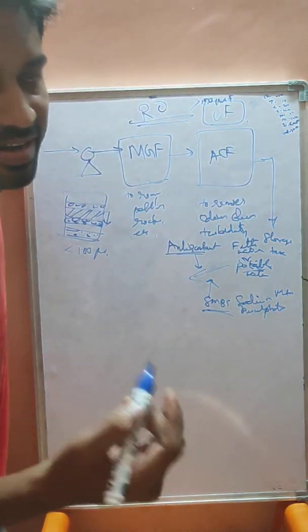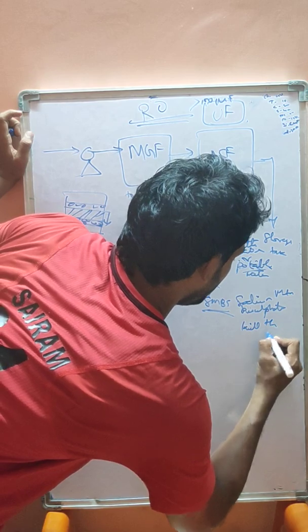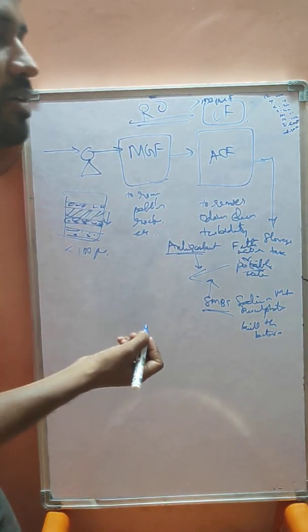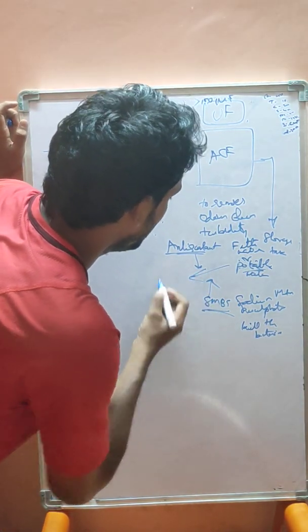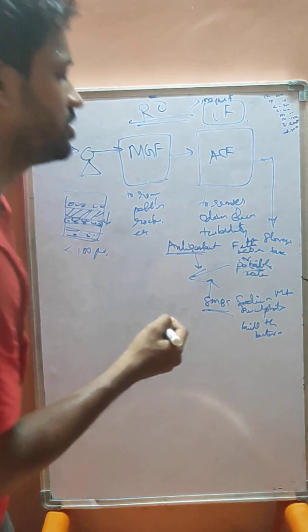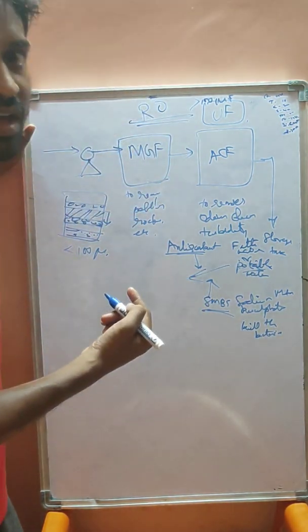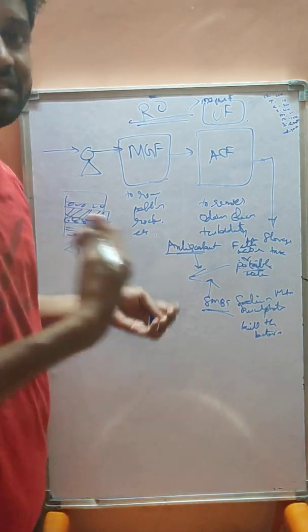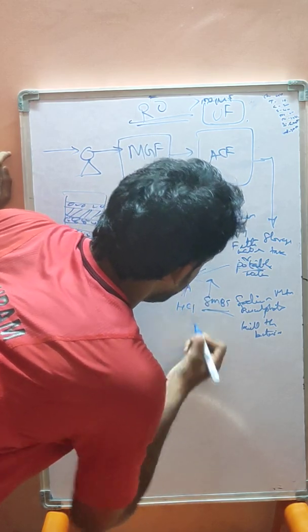It is specially added to kill the bacteria in the water. After that, we are adding anti-scalant, SMBS, and pH correction will also be done here. After checking the pH, if it is more basic, then we have to add an acidic component, so we can go for the addition of HCl.